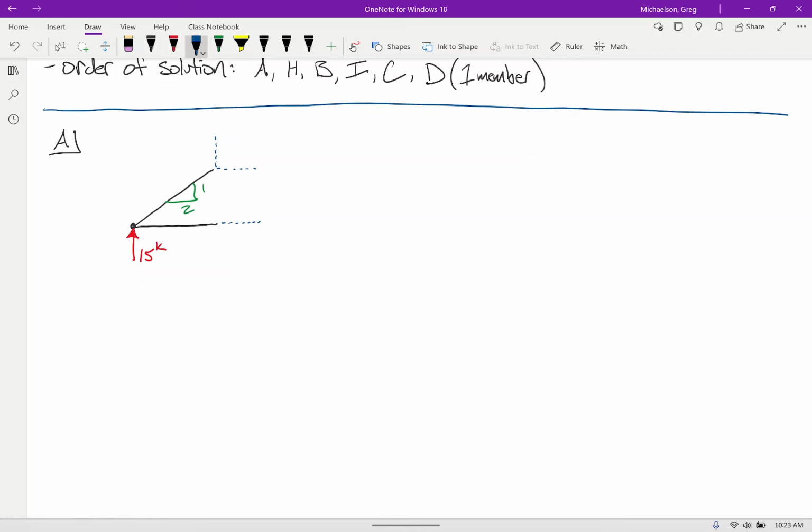I've got an X and Y right there, and then that right there. So let's see if we can knock this out kind of quickly. Help me out. Tell me what to do. What do I do first? Sum forces in the Y. And what does that tell me? So this is 15 going down, right?